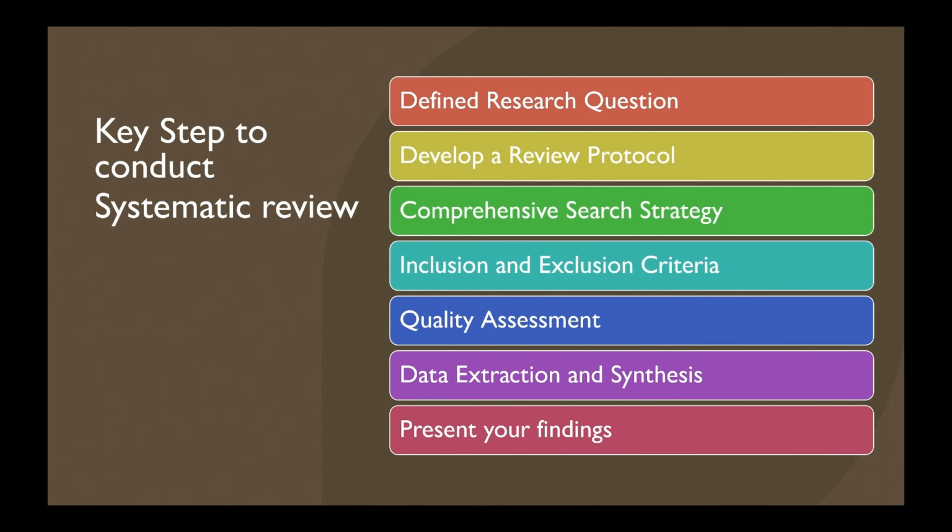Then you have to check the quality of the paper by using a specific checklist such as the PRISMA checklist, and then you can extract data and synthesize data from the included studies and include this data in the form of graphs, tables or flowcharts in your article, which show exactly what you found in your review. Last one is to present your findings. So this is the overview of the 7 steps for conducting a systematic review.